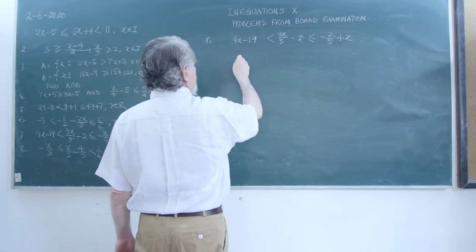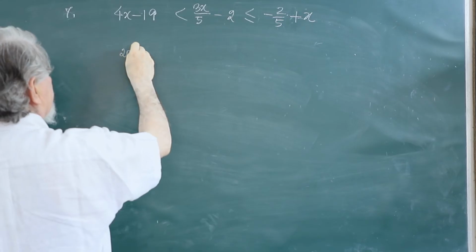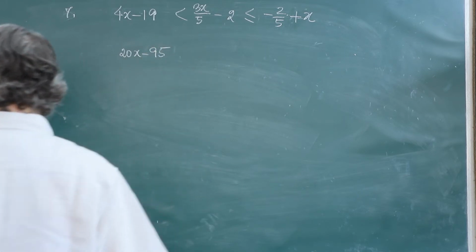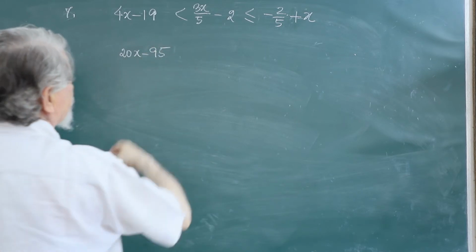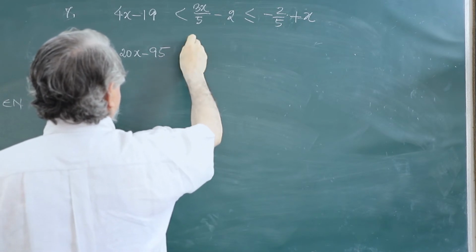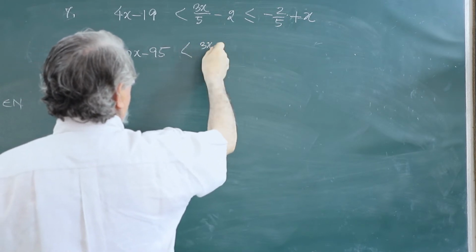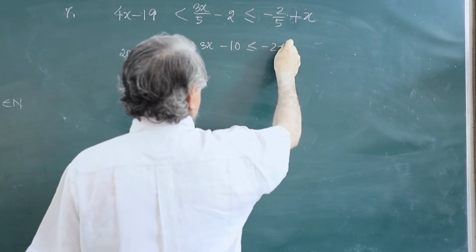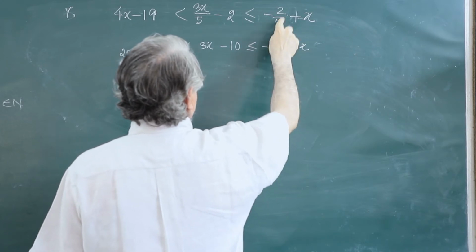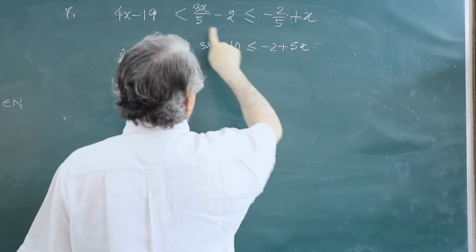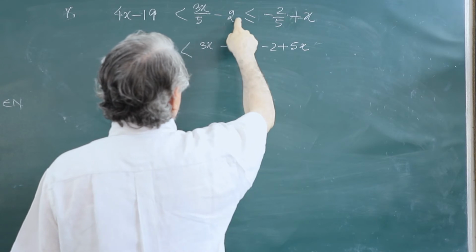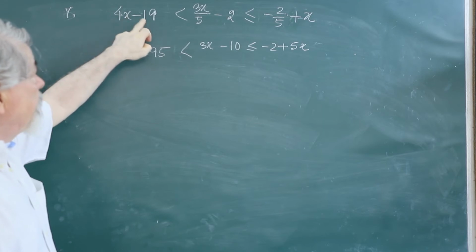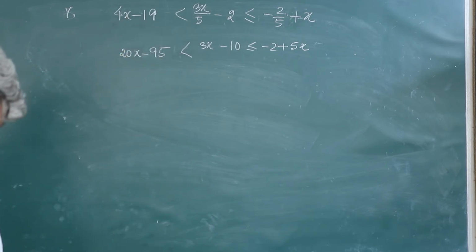So if I multiply it by 5, 5 4s are 20x, and 19 5s are 95. Then 3x upon 5, the 5 will cancel, 5 twos are 10. Here minus 2 plus 5x, the 5 will cancel. We have multiplied everything by 5.